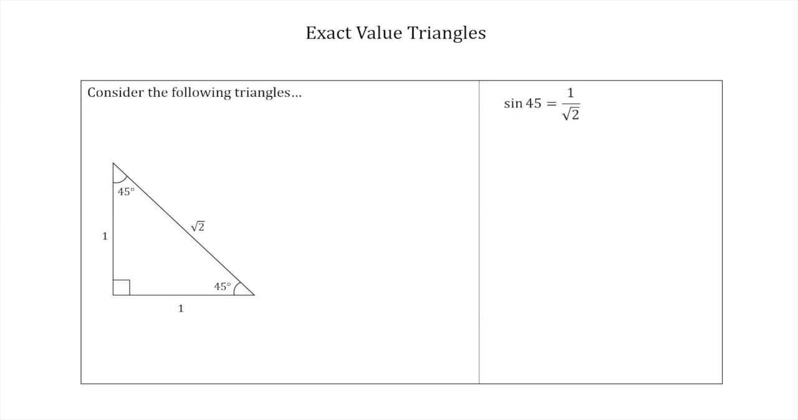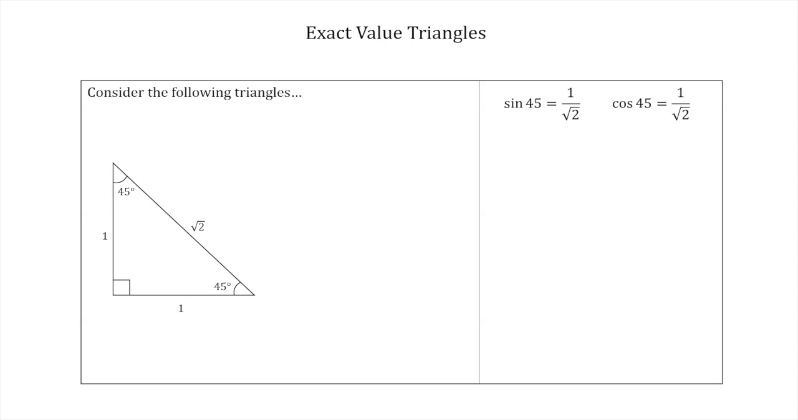So sine 45, remember sine is opposite over hypotenuse. Remember SOHCAHTOA, S-O-H. The opposite to 45, you can pick either of the two 45 degree angles in this triangle, it doesn't matter. The opposite is 1 and the hypotenuse is root 2. So sine of 45 is 1 over root 2. Similarly, cos of 45 is also 1 over root 2, because cos is adjacent over hypotenuse. The adjacent to both of the 45s is also 1, and the hypotenuse again is root 2.